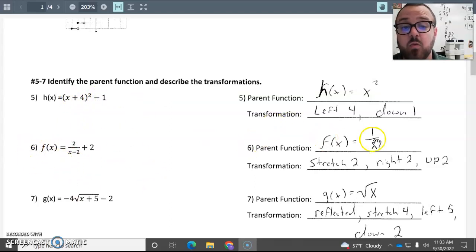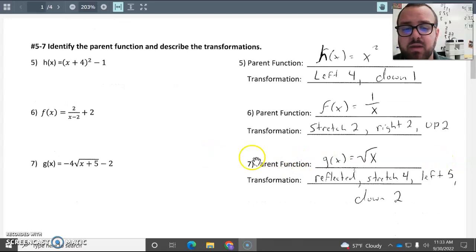For number 6, this is 1 over x, our rational function. That one can be a little tricky because we see that 2 up top. Why is that 2 there? What's that doing? That's actually the same thing as being multiplied by 2, so it has a stretch of 2. It's going to the right 2 and up 2. A lot of 2's going on in that one.